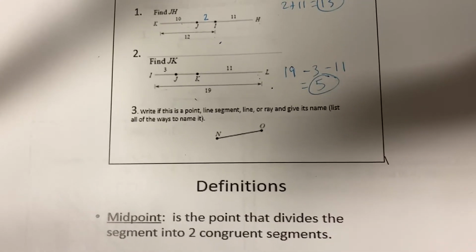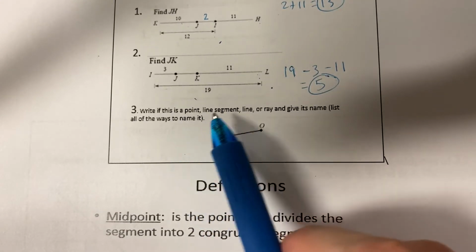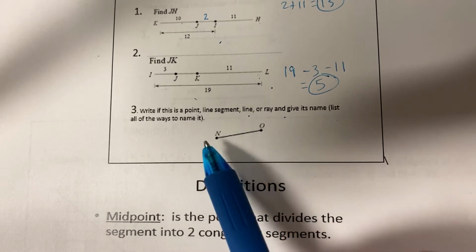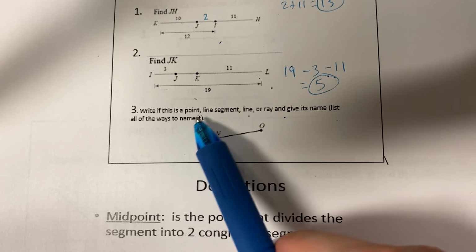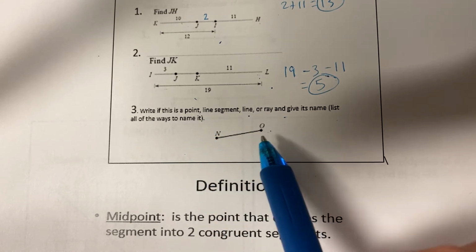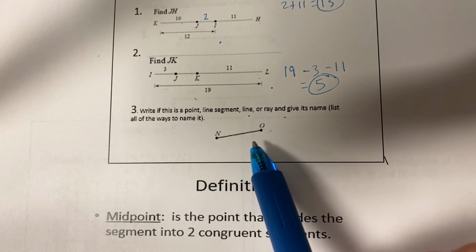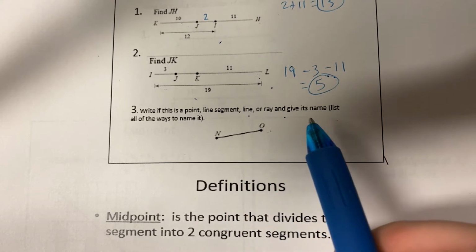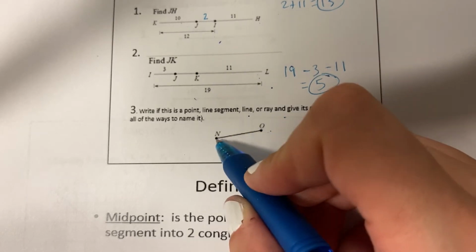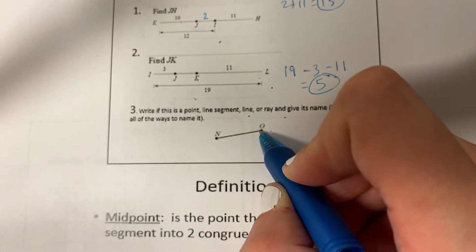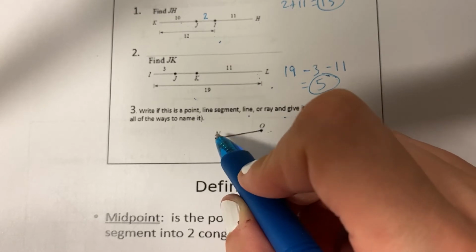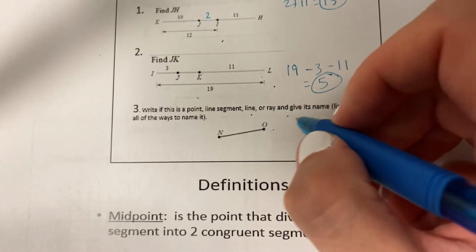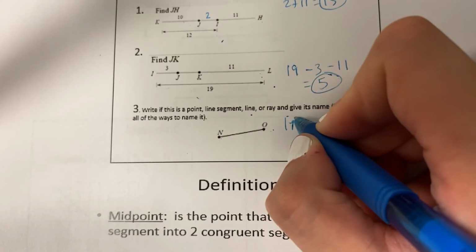All right, so then it says, write if this is a point, line segment, line, or ray, and give its name. Okay, so first of all, we need to figure out, what is this? This is definitely a line segment. I'm going to wait for you to think through it. Or you already did these. All right, so here we go. This is a line segment because there's an endpoint and an endpoint. With a line, it goes on forever. A ray, it's at one point, it goes forever in one direction. So this is a line segment. So we go ahead and answer that part of the question.